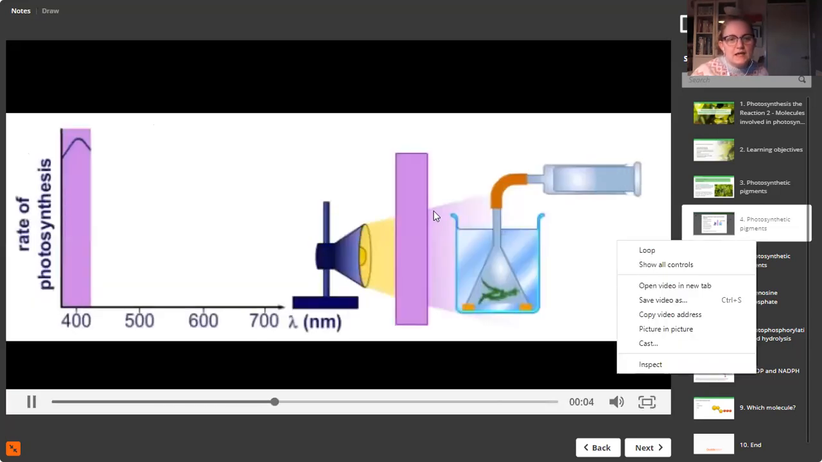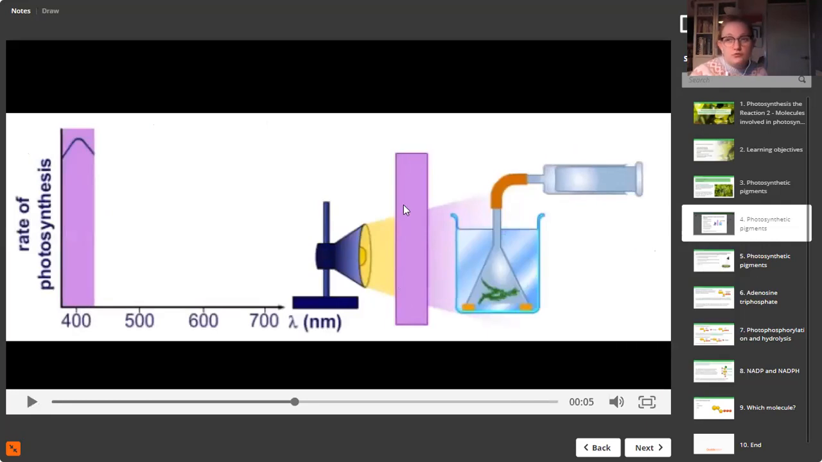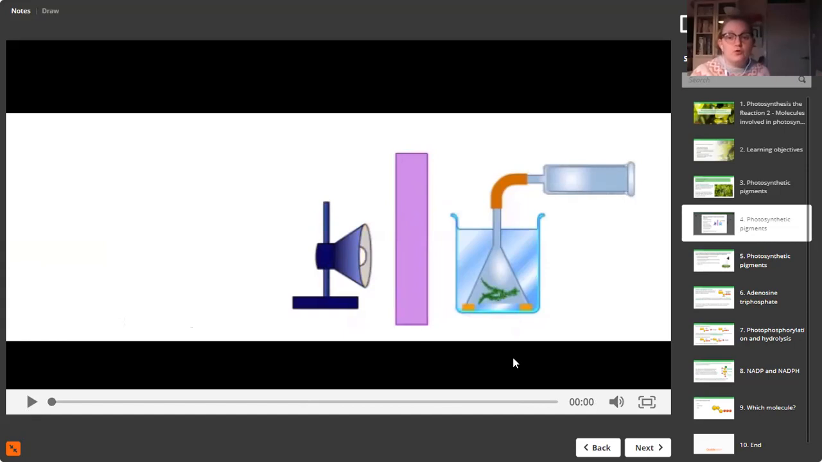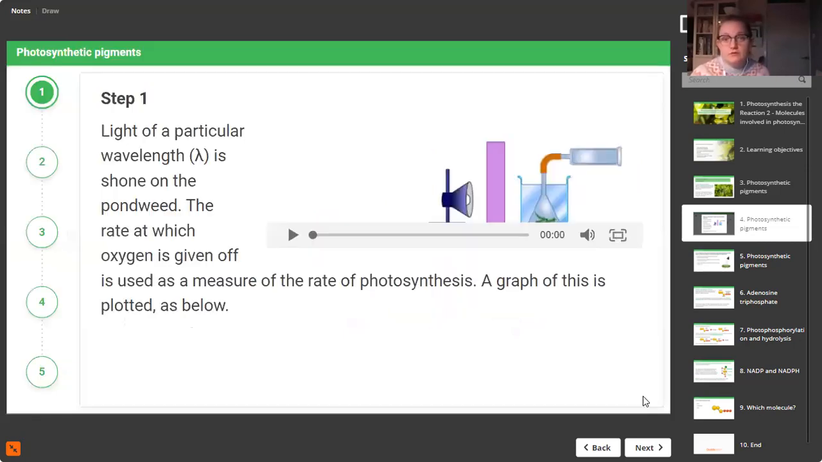And as you can see, we've got this purple block in front of the light here. What this actually is, is a filter, and this will be a filter that we're going to use to get different wavelengths of light. So we put this filter in front of it, and we're going to measure the rate of photosynthesis. We've measured the rate of photosynthesis, and it's highest at the wavelength of 400. So that's the first thing you would do. We plot it on a graph.